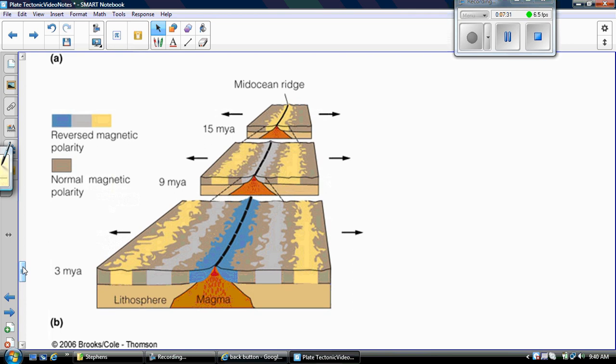Again, this shows you another picture of the magma coming up. Then the rock that has iron in it is going to point a certain direction. These are the different colors of the reversals. So it's showing you that our seafloor is spreading. So that supported the theory that our continents move because our seafloor is moving.